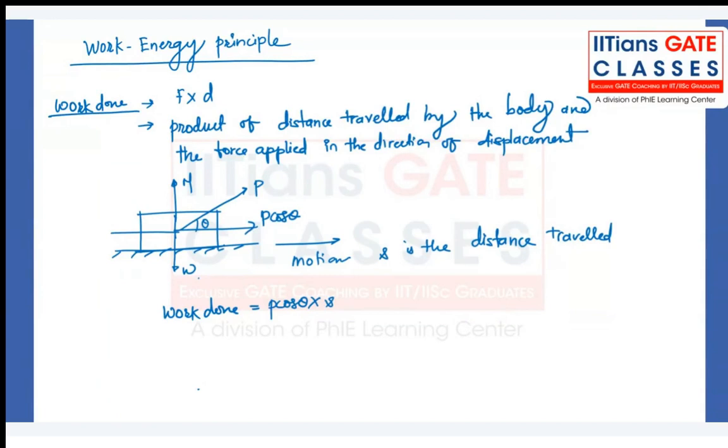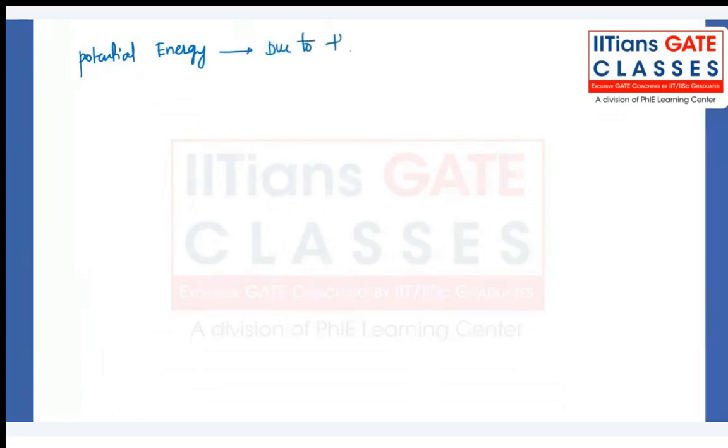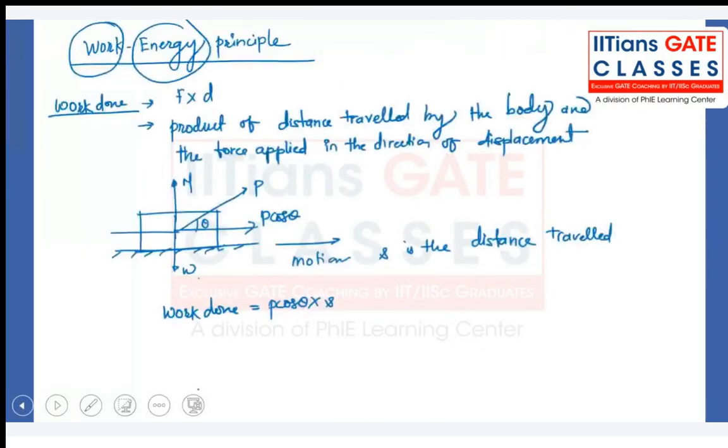What we are saying is work done, and we are talking about work. We are also talking about energy. What is potential energy? Potential energy is due to the position of the body, right? When, let's say, a body is kept at a certain height h, then mgh will be its potential energy. So it's due to the position of the body. But in the previous example, is the position of the body changing with respect to height? No, right? So we will not be focusing on potential energy in that case.